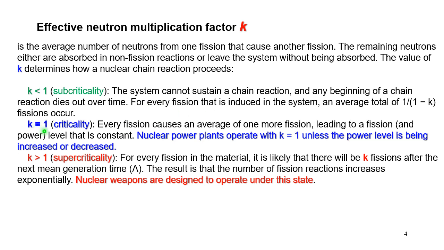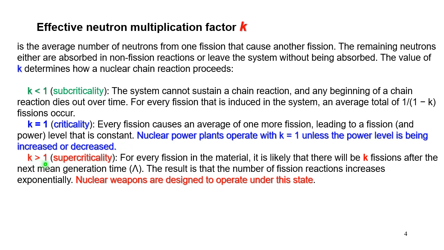If K is exactly equal to 1, we have criticality. Every fission causes an average of 1 more fission, leading to a fission power level that is constant. The rate of reaction is the same, and the reaction can continue infinitely. Nuclear power plants operate with K equals 1 unless the power level is being increased or decreased.